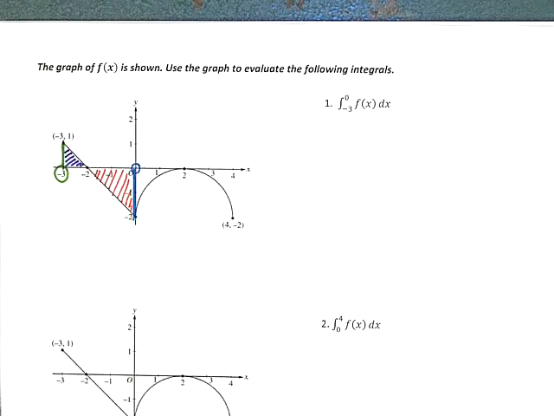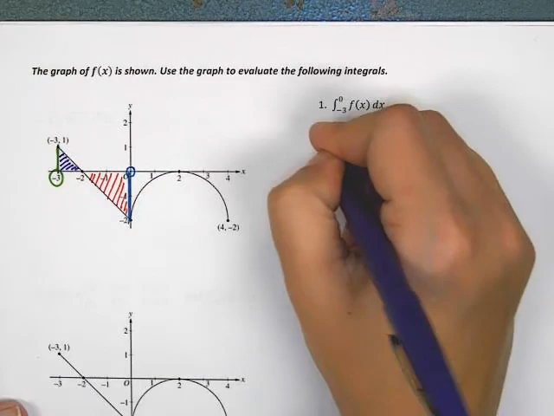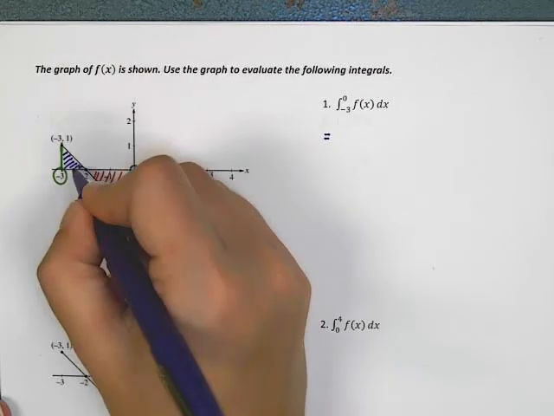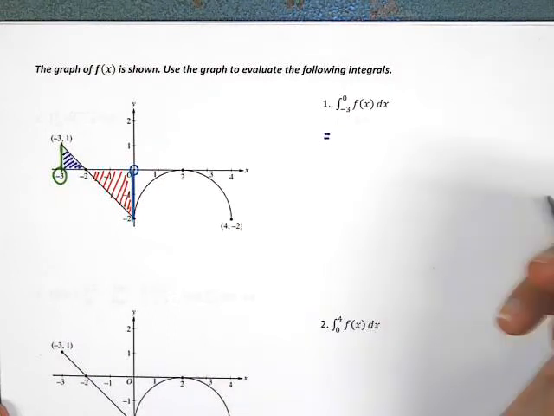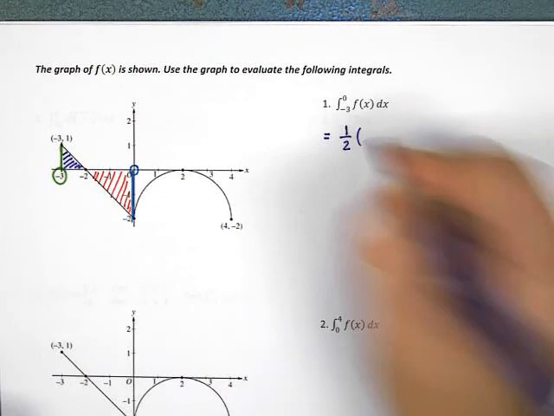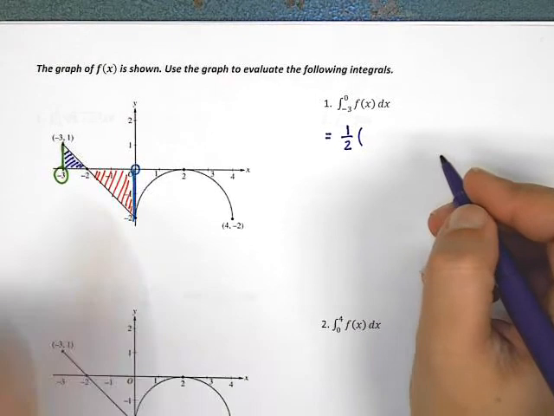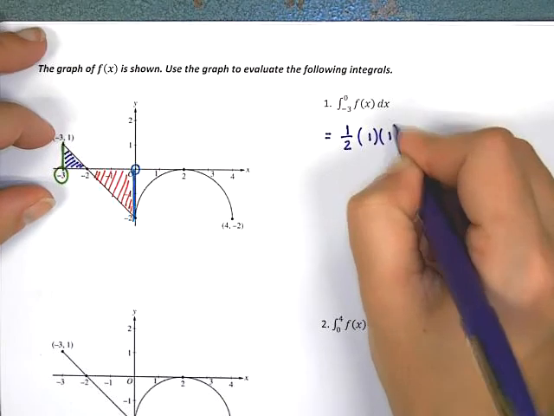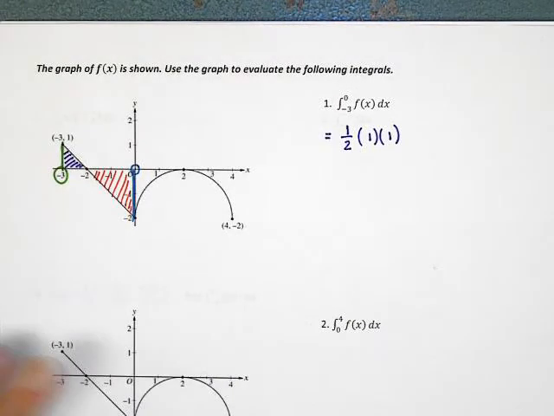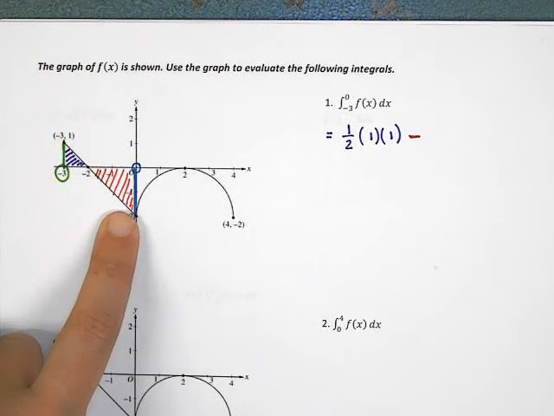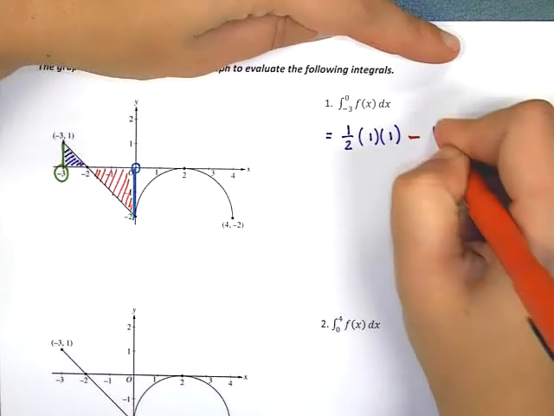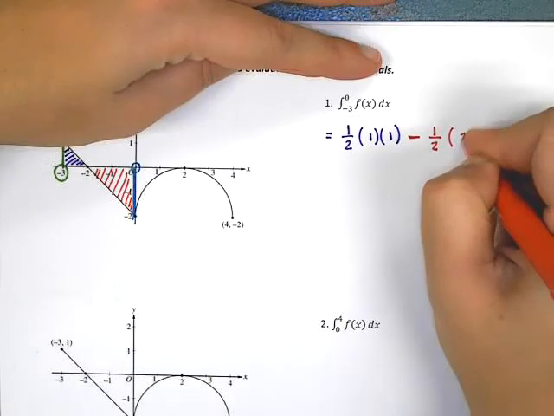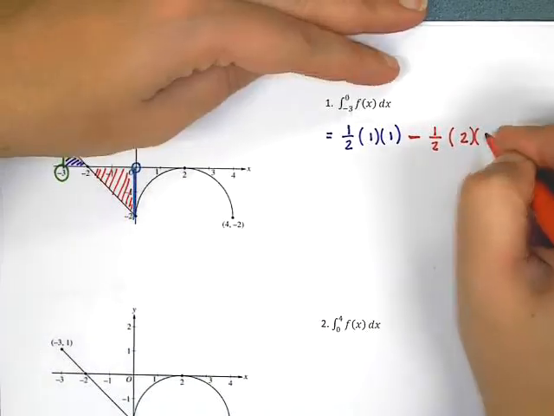Now, because these are geometric shapes, they're triangles, we can use geometry formulas to get their areas. So the integral would be equal to, the first area is above, so it's going to be positive, and the area of a triangle is 1/2 times the base, which has a size of 1, times the height, which has a height of 1. Now I'm going to put a minus, and the reason I'm going to put a minus is that the next area is below. It's still a triangle, so the size of it will be 1/2 times the size of the base is 2, and the size of the height is 2.